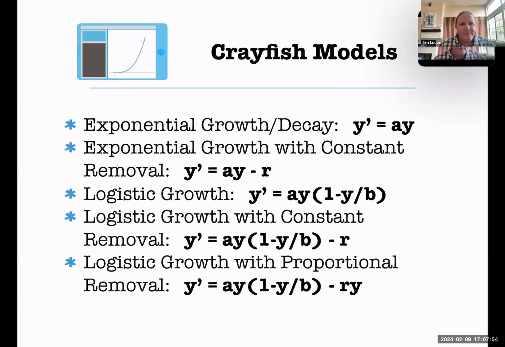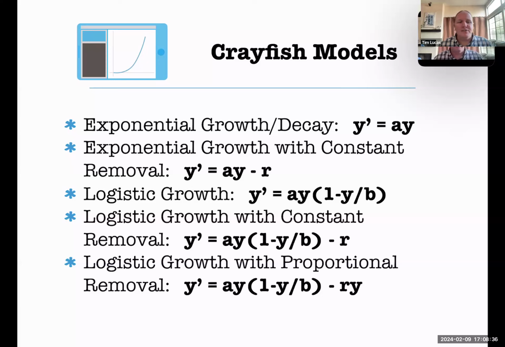So we have crayfish that experience normal exponential growth. We also can look at crayfish that are experiencing growth, but maybe we have some sort of constant removal, where we're trapping a certain number of crayfish every month. Then you can throw on a logistic growth model so that the crayfish don't grow without bound. And then I have two different kinds of models for removal of crayfish from a system. One with the logistic growth is just, again, constant removal. And then the other one is removal that's proportional to the amount of crayfish.